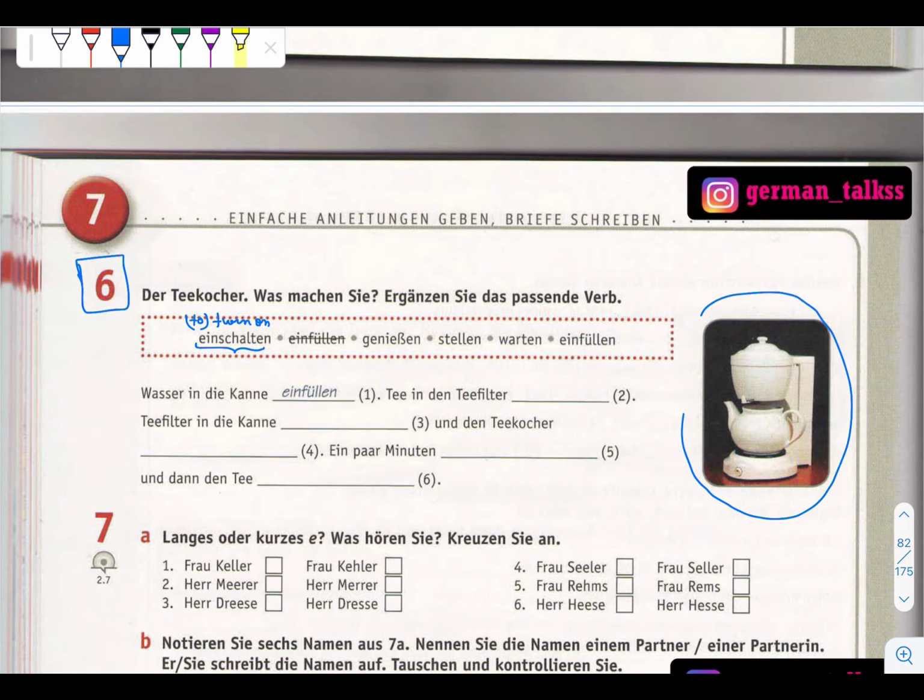Wasser, we are discussing this thing. Okay. Wasser in die Kanne. Einfüllen, to fill the water in the can. Tee in den Teefilter. You can see here again, they put here den, die, and so on. Tee in den Teefilter, einfüllen.